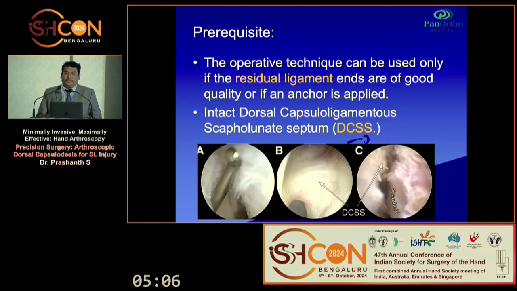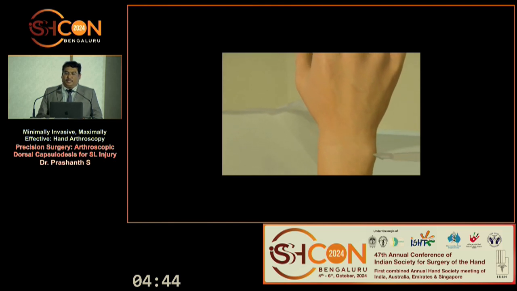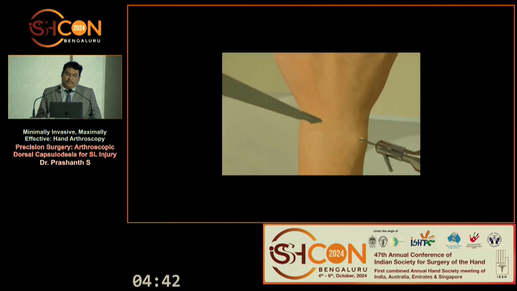What are the prerequisites for this technique? There must be some residual ligament on either side, that is on the scaphoid and lunate, and it should be repairable, and it should be of short duration. If it is of very long duration, that may not be that helpful. And an intact DCSS septum is also important because our whole technique is based on reinforcing it. Let's have a look at an animated evaluation of this.